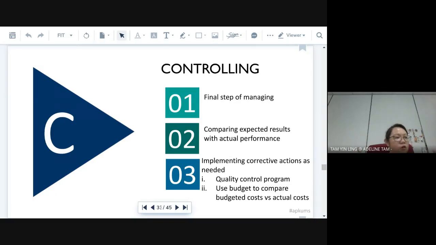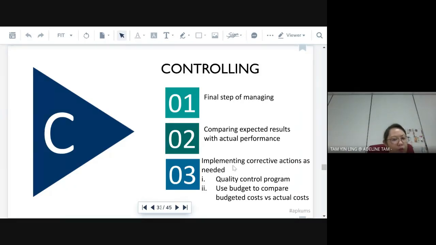Controlling here doesn't mean that you have to control the workers like you make them like a robot, you tell them what to do. No. But controlling actually you want to check the performance, compare the performance, pencapaian, with the expected objectives or expected results. And then you try to improve the performance in future. Okay, if they are doing very well, you hope that they will do even better next time. Okay, if they are not doing good, then you try to find a way to improve their performance in future.